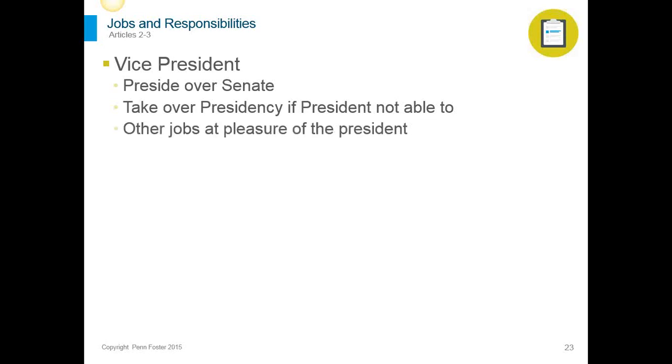Any other job comes really at the pleasure of the president. And our most recent vice presidents, really starting with Al Gore, who's Bill Clinton's vice president, and then Vice President Dick Cheney, and to a lesser point, Vice President Joe Biden, were some of the more powerful vice presidents in our history. That's really up to the president to say, okay, I want my vice president to do certain jobs, to be in charge of certain responsibilities. In most of American history, the vice presidency has become more and more powerful because of what the president actually wants them to be in charge of.